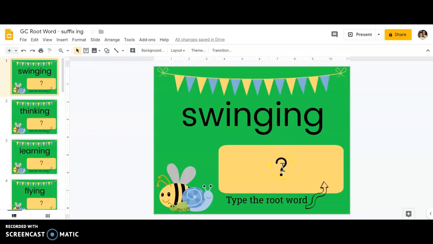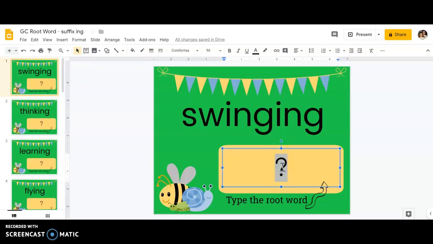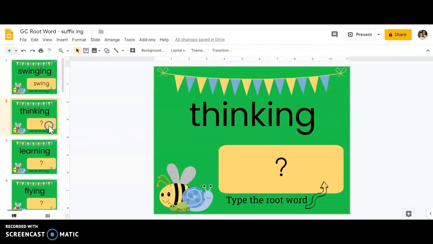So you're going to double click on the question mark so it turns blue, and then you're going to type what the root word is, which is the word that's left after you take off ing. So I have swing because I just got rid of the suffix ing. Swing. Let's do another one.